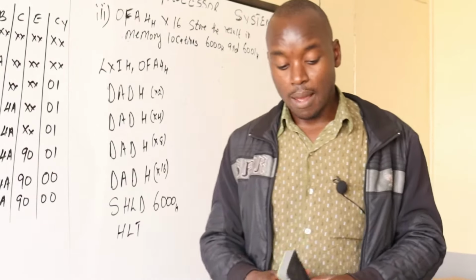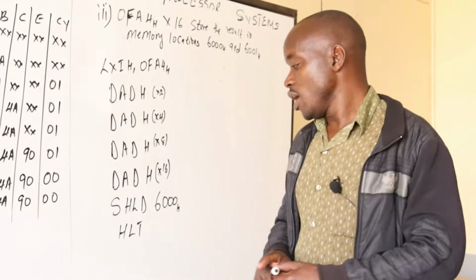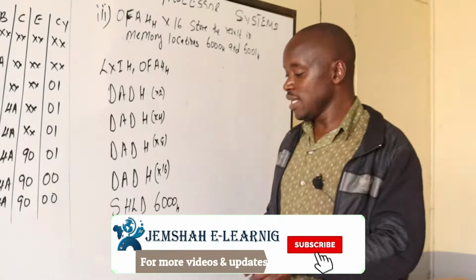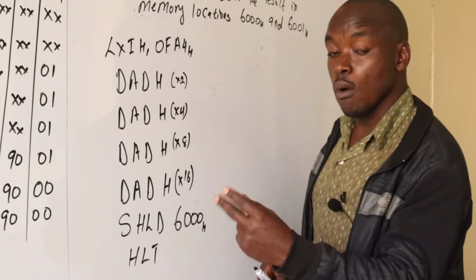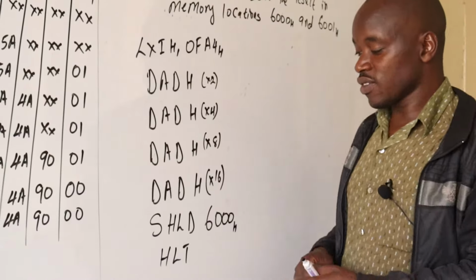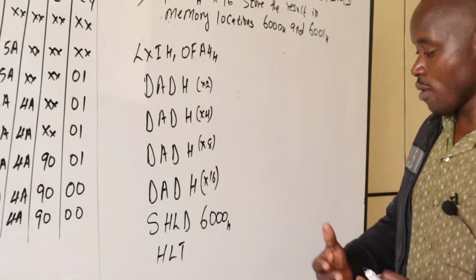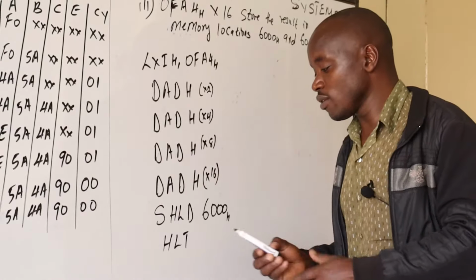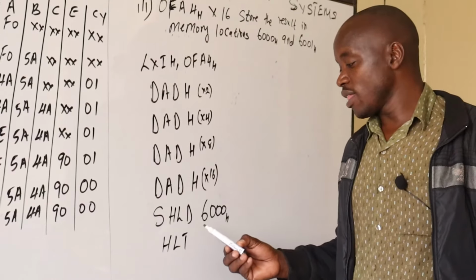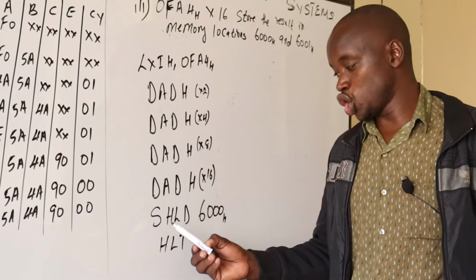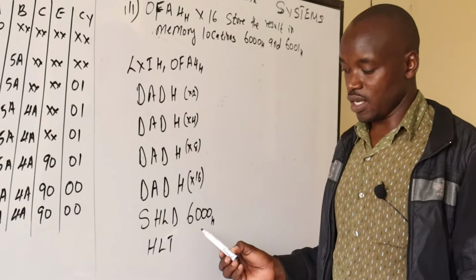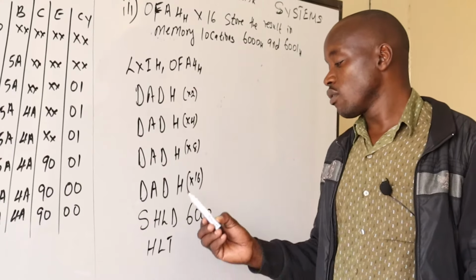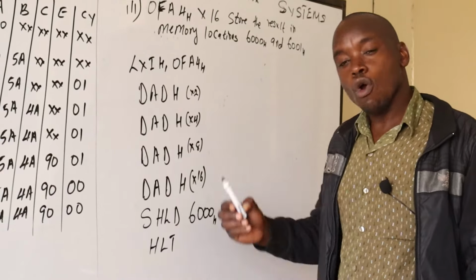Most candidates, when they see this instruction, they tend to think that it's a very difficult instruction to understand. But what this instruction will do, it will store 16-bit data in 2 memory locations, starting with the lower byte, followed by the higher byte. The lower byte will be in register L, while the higher byte will be in register H. So whatever is in register L will go to memory location 6000. Whatever is in register H will go to memory location 6001.